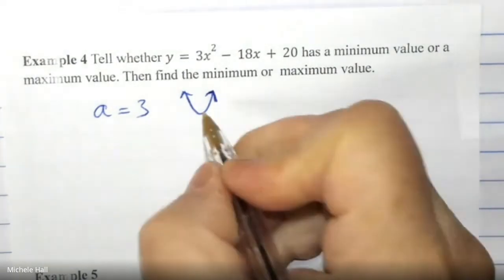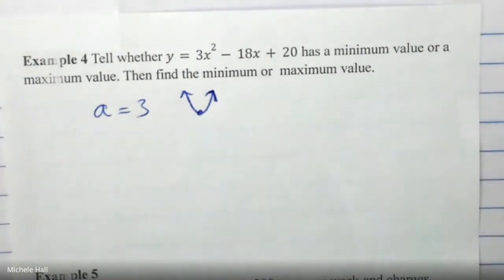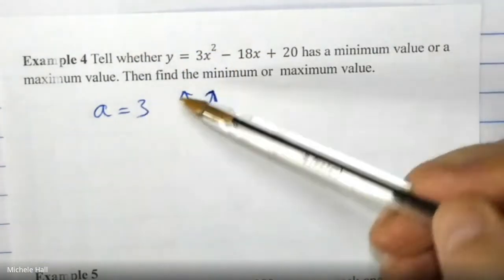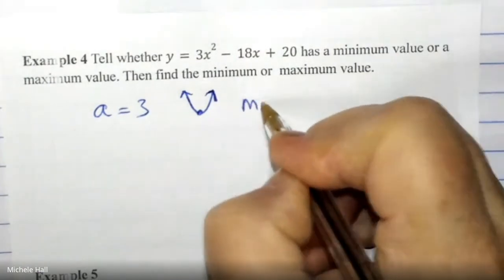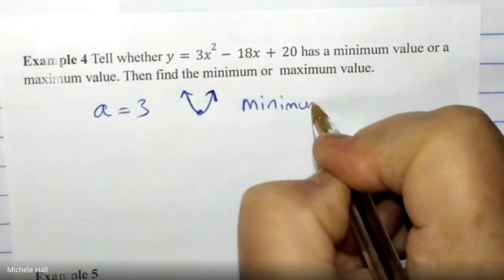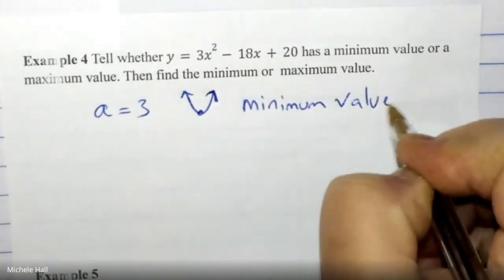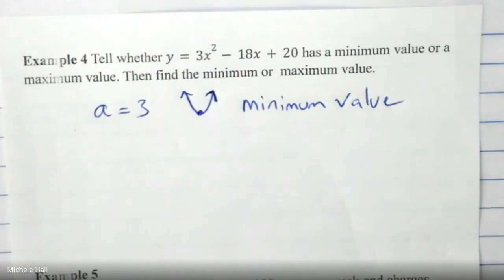So does that make the vertex a maximum or minimum? It's the lowest it can go. The vertex is the lowest it can go. So that's going to be a minimum value. All right, we answered part of the question. We know it's going to be a minimum. Now we actually have to find the minimum.